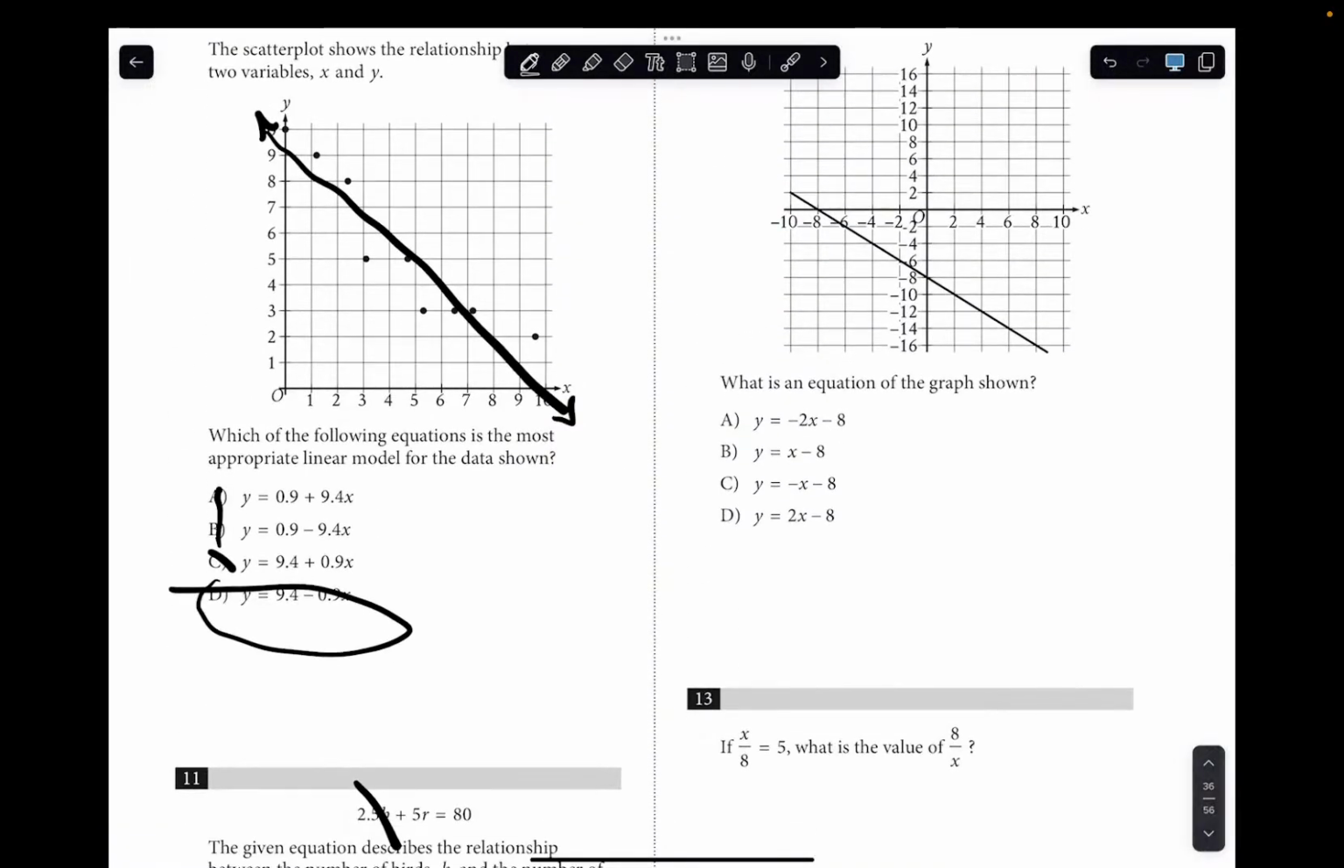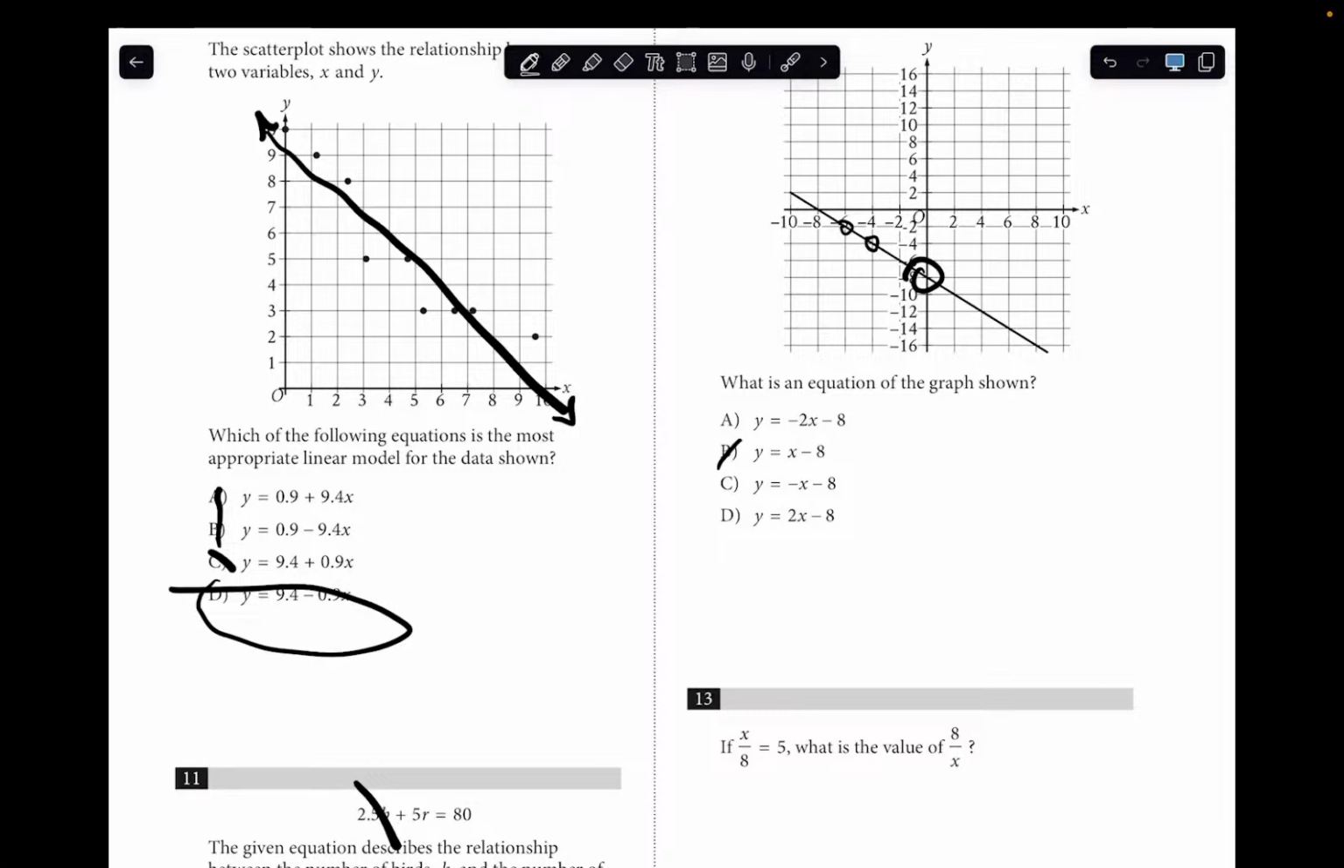What's the equation of the graph shown? Intercept, right? -8. So y equals mx plus b. I need -8. Oh, they all have -8. It has a negative slope, right? So that eliminates b, right? And the tricky part about this line in the graph is that it's by 2, right? It's not by 1. So I'm going to pick 2 points, right?